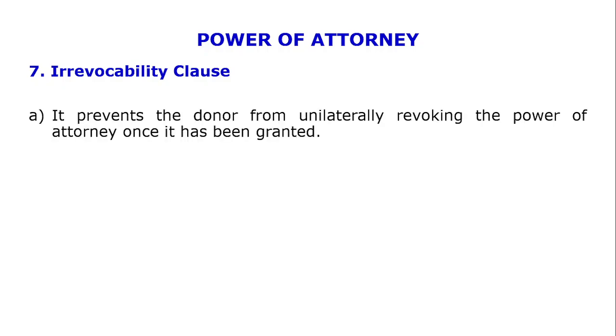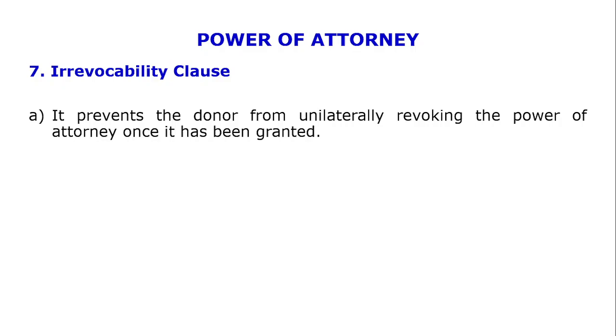It will prevent the donor from unilaterally revoking the power of attorney once it has been granted. That's one of the first functions of this irrevocability clause. It will prevent the donor from single-handedly revoking the power. Don't forget that generally it can revoke. It can revoke expressly, it can revoke impliedly. The operation of law is beyond his control. Once that one happens to him, that's all.